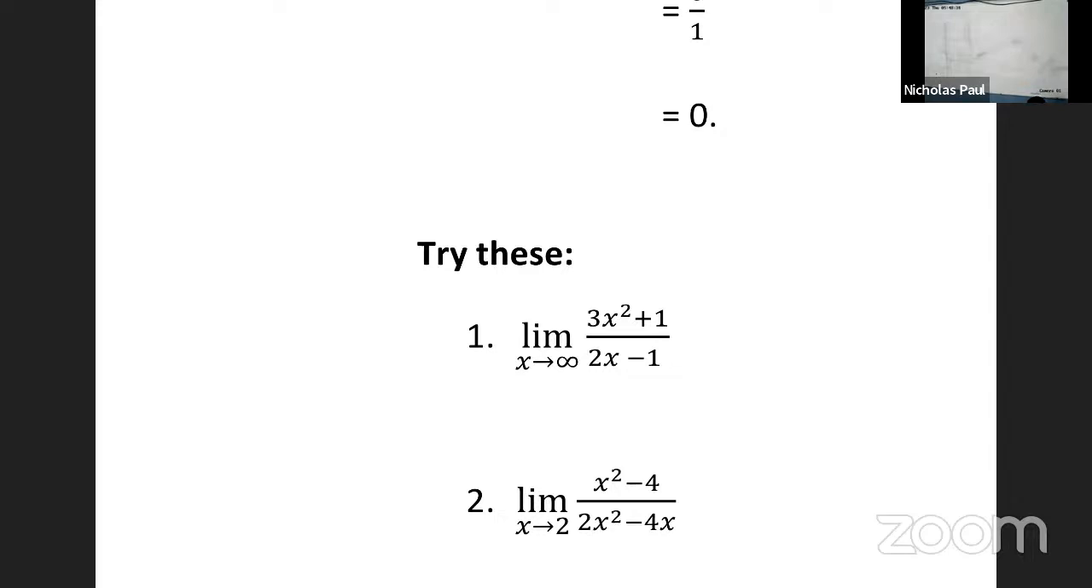Remember, you have to always check factorization first. Don't just jump to dividing by the highest power. Just check and make sure it's not working. And then when you try one, you can go ahead and use L'Hopital.